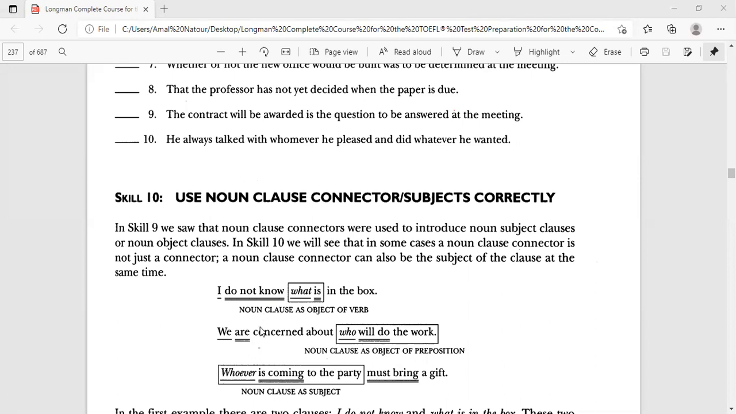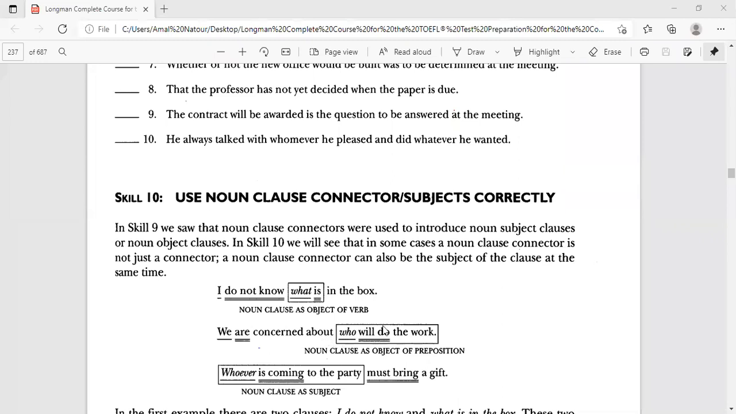If we look at the second example, there are two clauses too. We are concerned, who will do. This is the second clause. Where is the connector? Who is the connector? Okay. Here there is a preposition حرف جر.